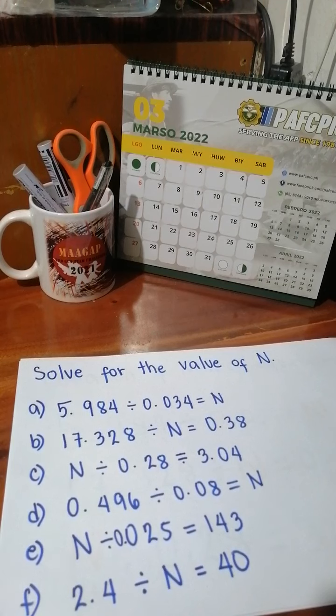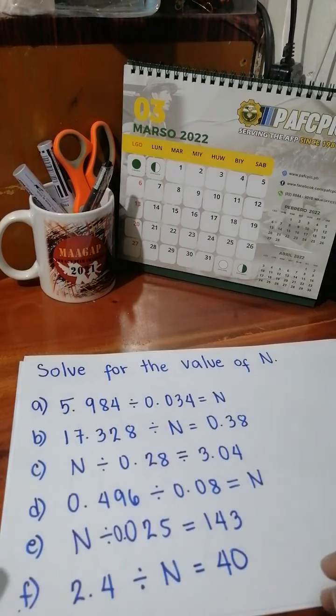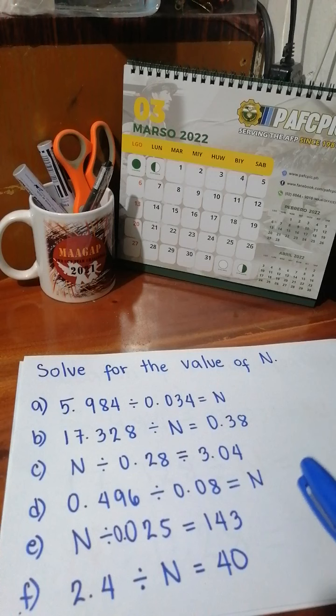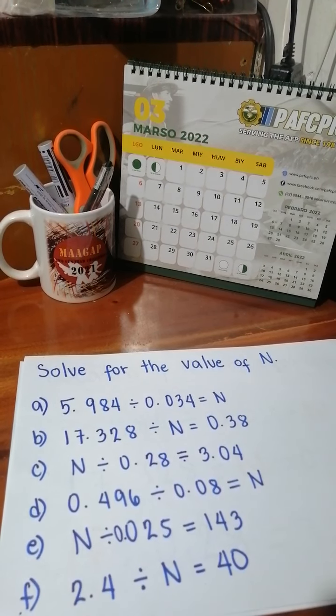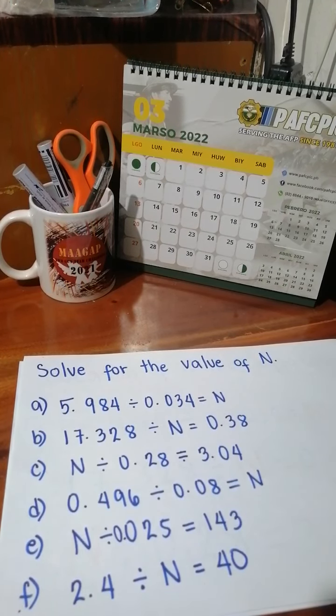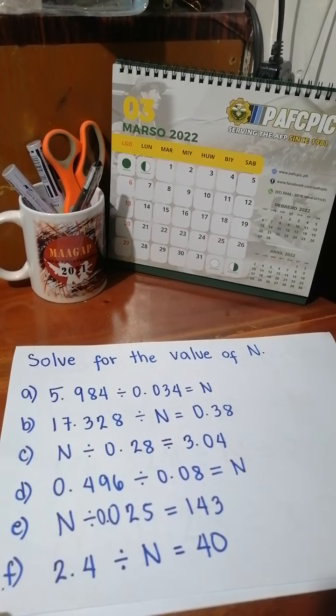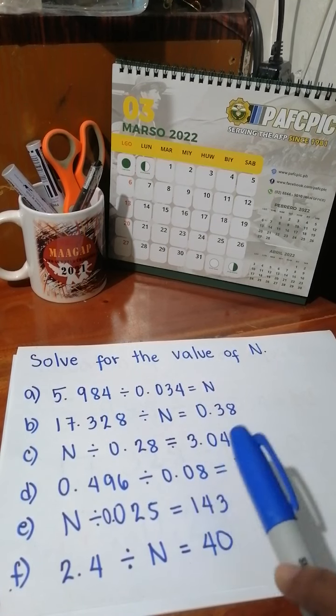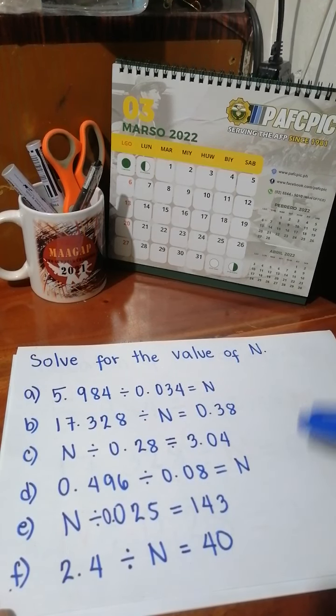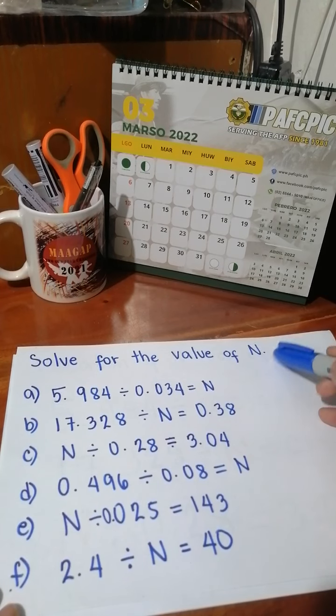Today, we will be discussing solving the value of n involving dividing of decimals, or division of decimals. But before we divide or solve the value of n here, we need to remember the different positions of n in an equation, because it doesn't mean that if the operation is division, all the things that you will be doing here will always be division. No, it depends on the positioning or the location of n in these equations.